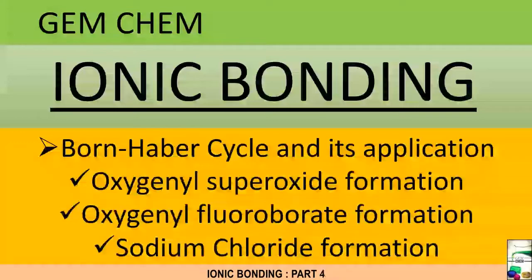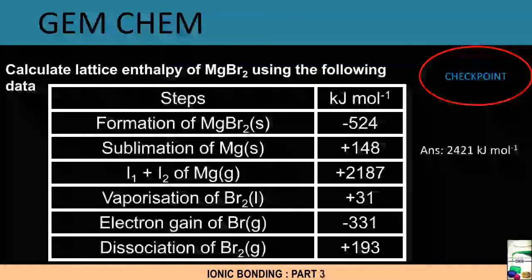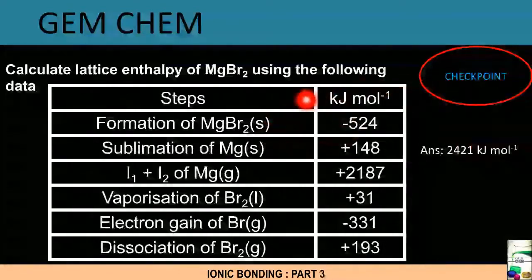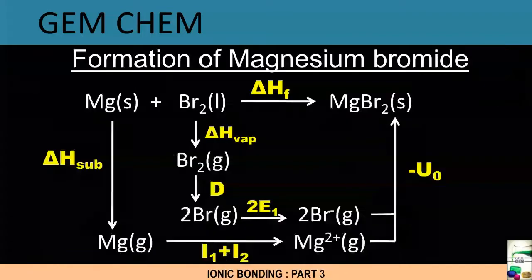Now let us start. In the previous video we had a checkpoint where we had mentioned that we have to use the Born-Haber cycle for magnesium bromide. These were the data, and those who have done the sum, the answer comes to be 2421 kilojoule per mole. Those who couldn't do it, it's solved here, so just check it out.